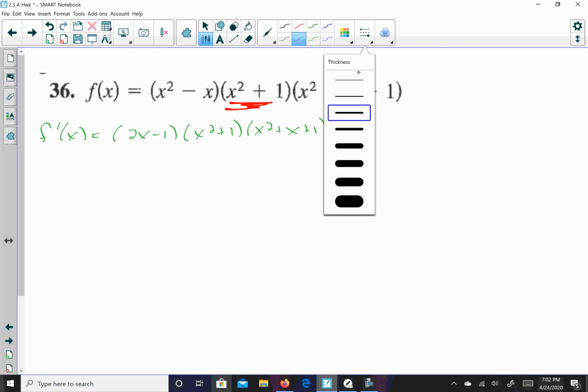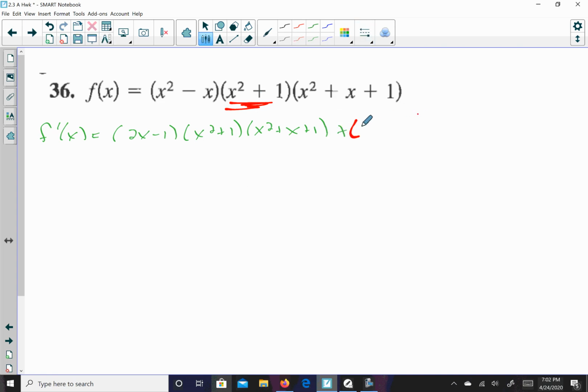So this will be x squared minus x, and then taking the derivative of this will be just 2x, then x squared plus x plus 1. And then finally, the last term would be taking the derivative of this and leaving the other two factors alone. So here's a plus sign. I ran out of room. Everyone's going to run out of room. This is a long problem. We have x squared minus x squared plus 1. And then taking the derivative of this would be 2x plus 1.